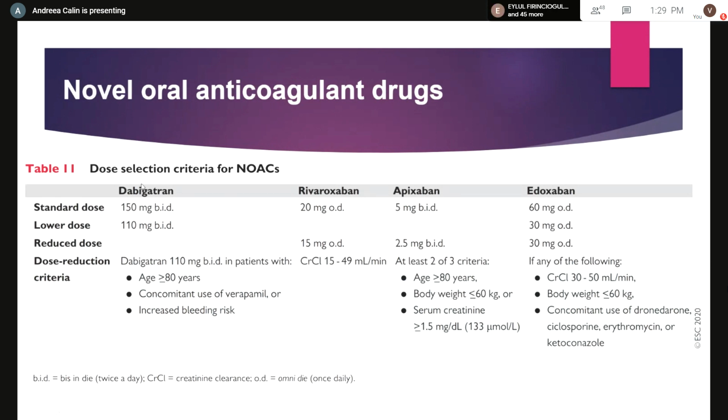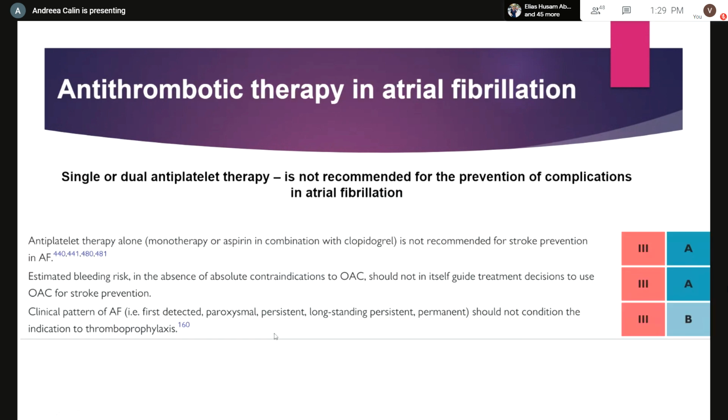These are the most used dosages of these drugs. You shouldn't keep this in mind, but it's only for information. What is to be said here, and it is very important, is that single or even dual antiplatelet therapy is not recommended for the prevention of complications in atrial fibrillation. In fact, it is contraindicated to give antiplatelet therapy in these patients in order to prevent stroke. So this is not recommended.